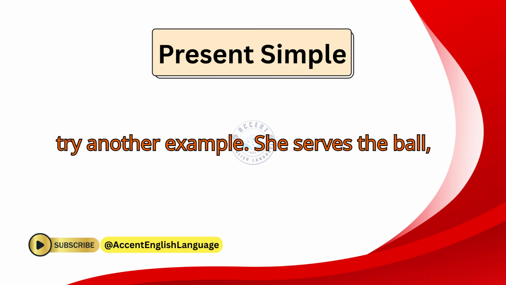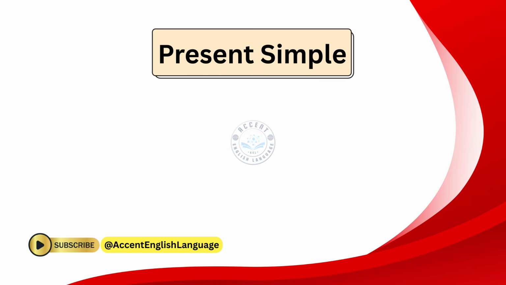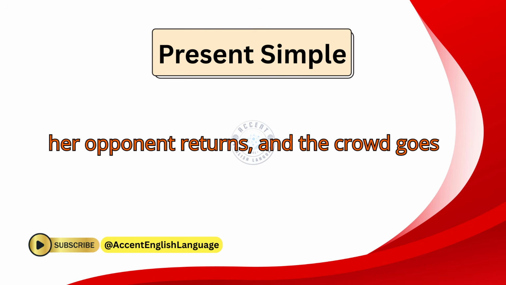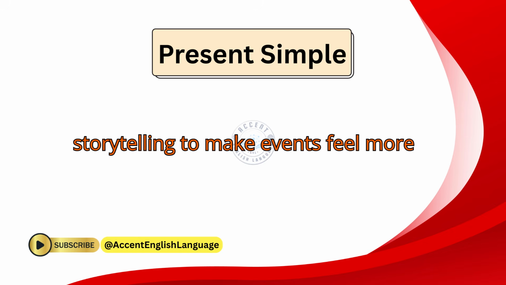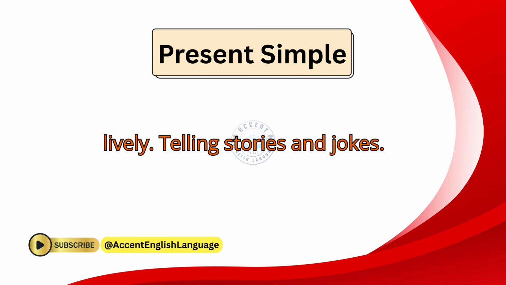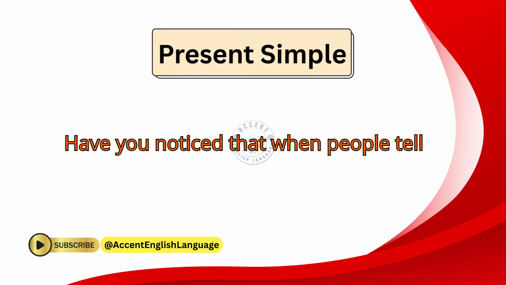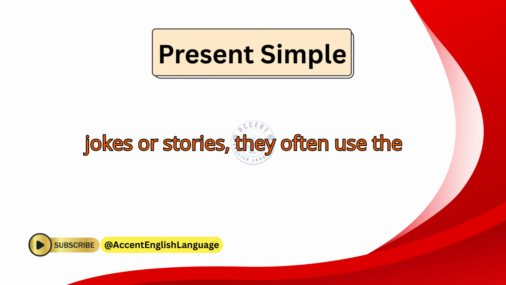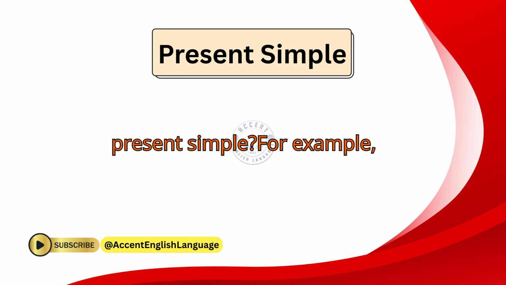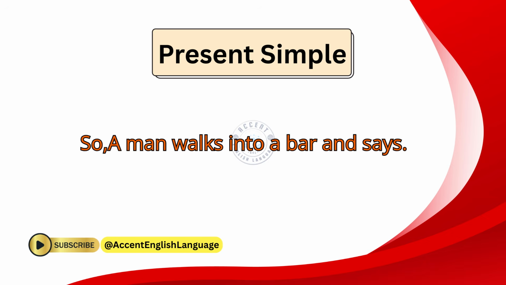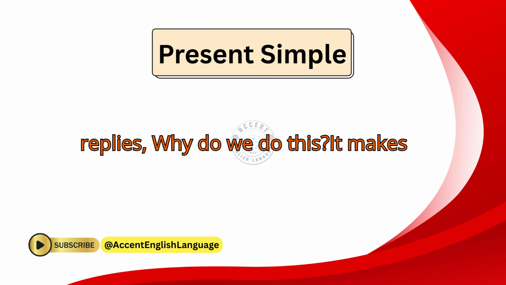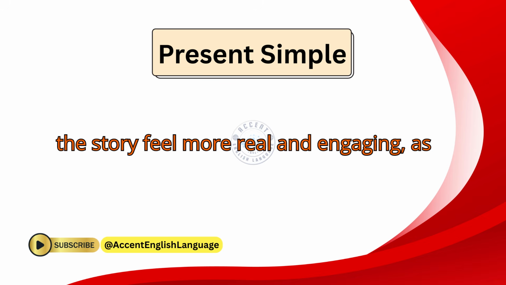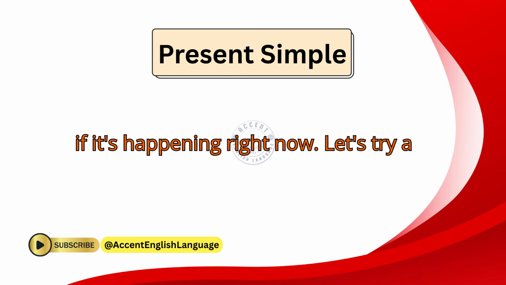Let's try another example. She serves the ball, her opponent returns, and the crowd goes wild. This style is also used in storytelling to make events feel more lively. Telling stories and jokes. Have you noticed that when people tell jokes or stories, they often use the present simple? For example, so, a man walks into a bar and says, then the bartender looks at him and replies, why do we do this? It makes the story feel more real and engaging, as if it's happening right now.